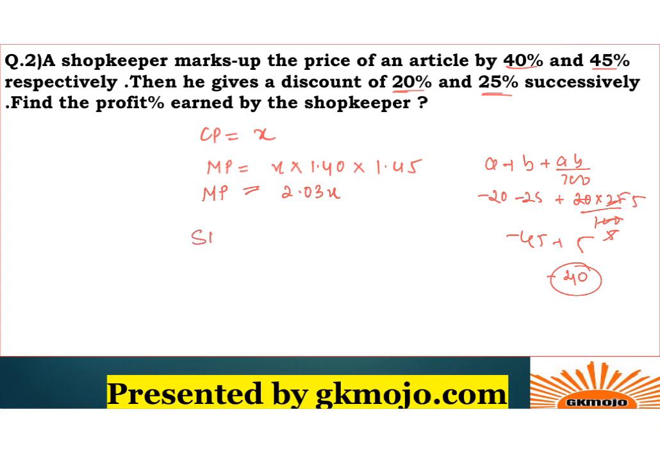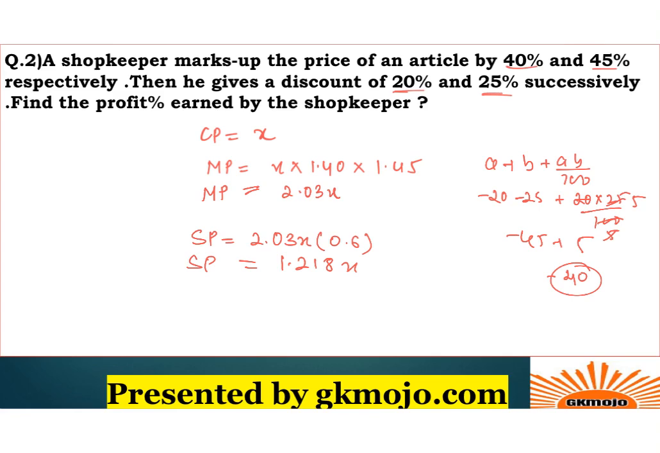So he gave a discount of 40% overall. So what would be his selling price? His selling price now would be 2.03x into 0.6, right? Because 40% discount has been given. And after you multiply, this is not a very difficult calculation. These numbers might look difficult to you, but these are very easy numbers. You don't even need to use a calculator for this. You can do this on your own. All right, so it will be 1.218x. This will be your selling price, right?